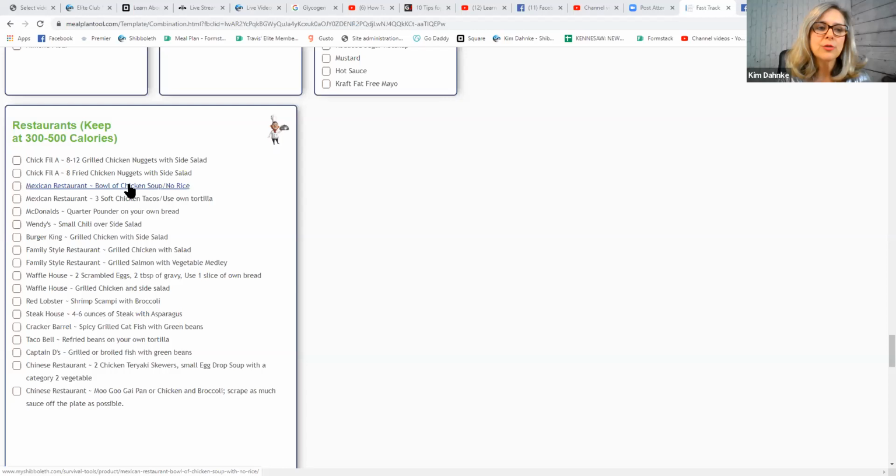Then at a Mexican restaurant, you can do a bowl of chicken soup, no rice. You can do 3 soft chicken tacos, use your own tortilla. I actually have just quit eating at Mexican restaurants. It had nothing to do with Shibboleth. I had stopped eating at Mexican restaurants before Shibboleth because I never felt good afterwards. I never felt good after I ate there, and so I quit doing it. My family was going to Mexican restaurants without me before Shibboleth, and I just continued that.